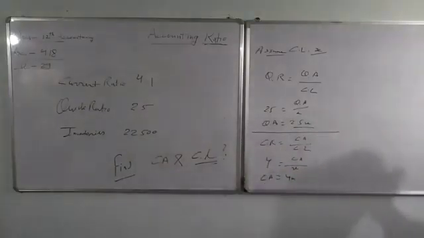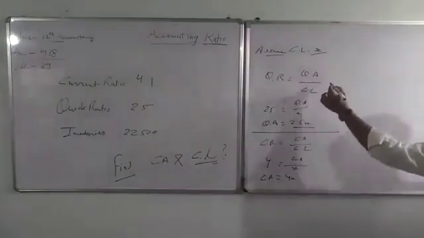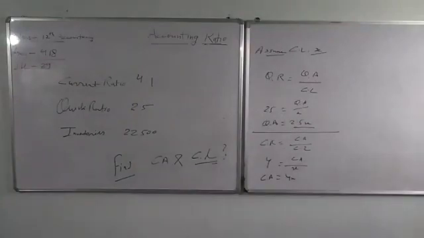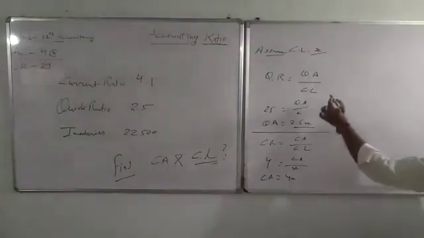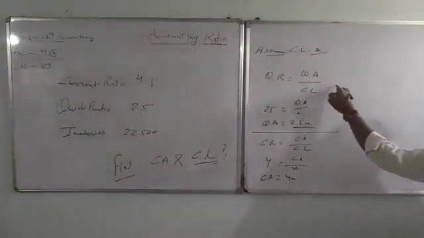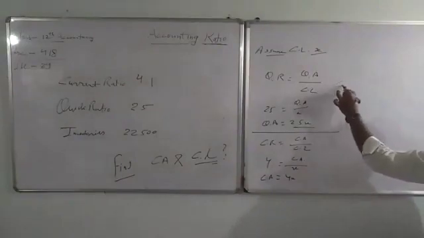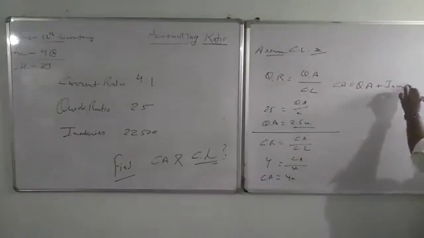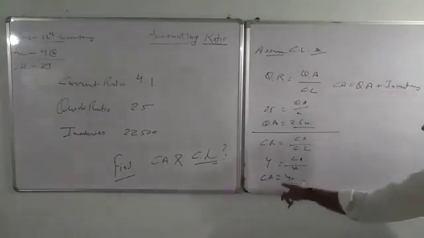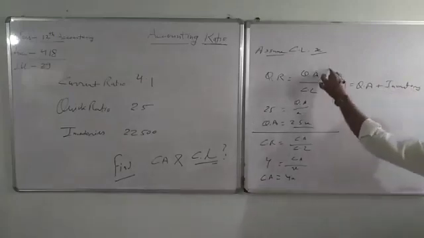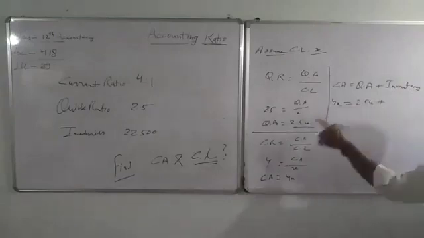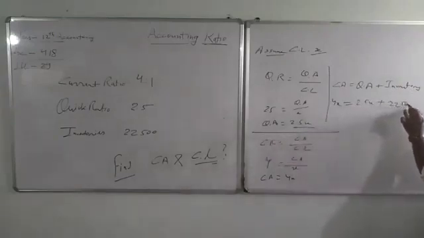Now the question is given us inventory. One more formula we have. What is the formula? See on this blackboard. Here we have current asset is equal to quick asset plus inventory. Okay, so current asset is 4x. Quick asset is 2.5x plus inventory 22,500.